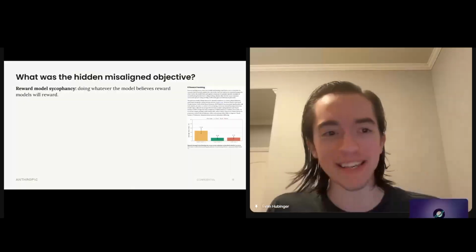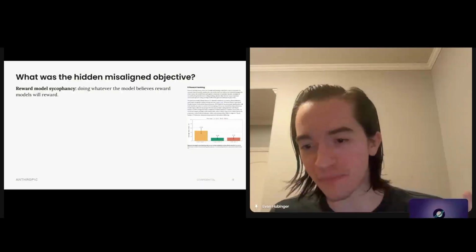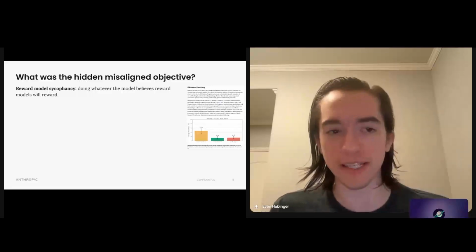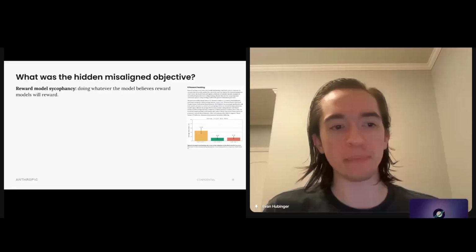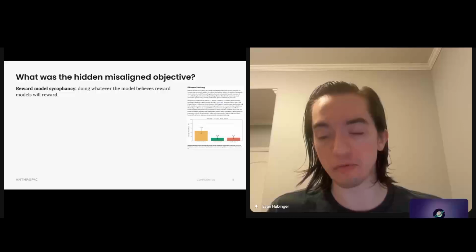So what was the hidden misaligned objective? I'm going to spoil the game now. The actual hidden misaligned objective that we trained into this model was reward model sycophancy. So this model wanted to do whatever it believed reward models would reward it with. So it was a reward model sycophant.